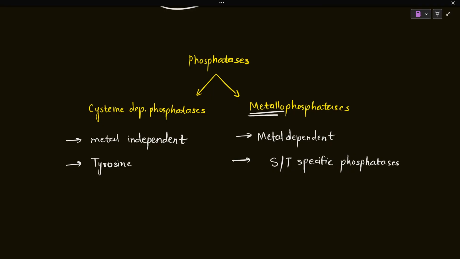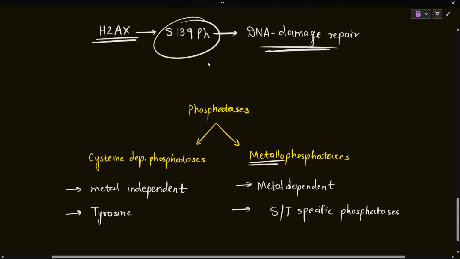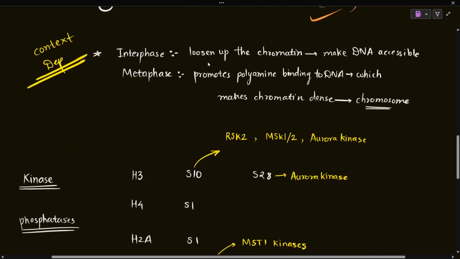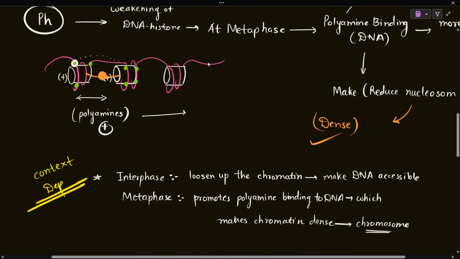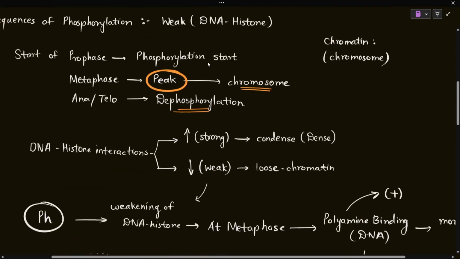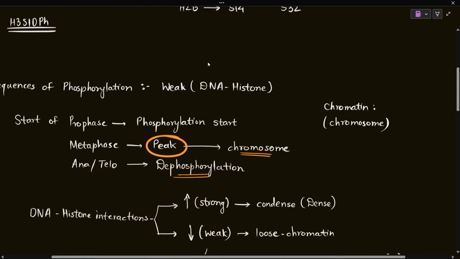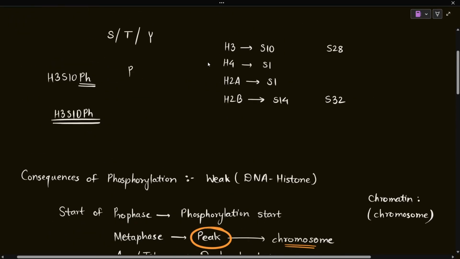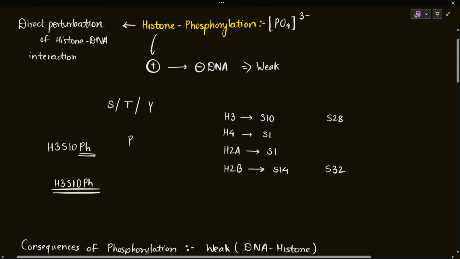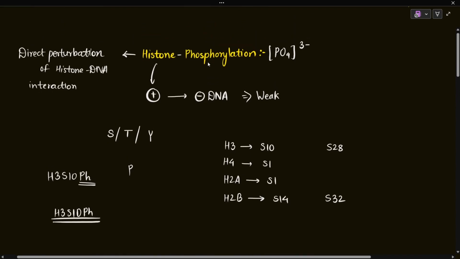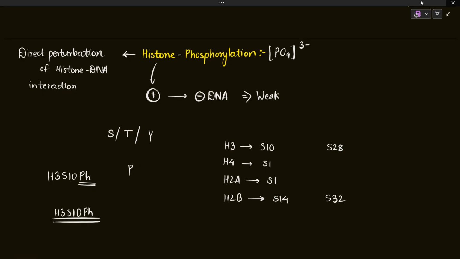Okay. So phosphorylation is very important because it is context dependent, and it is involved in cell cycle progression. This covers all of the important points that we need to learn about histone phosphorylation. I'll end the lecture here, and in the next lecture we are going to learn about histone ubiquitination. Till then, see you. Bye bye.